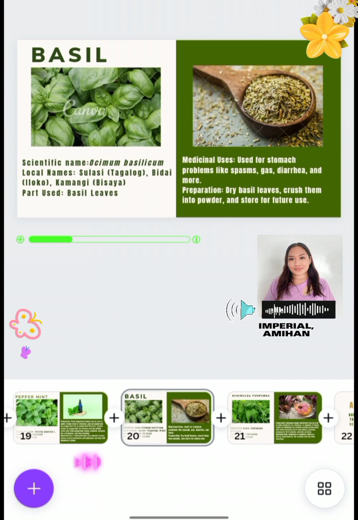The next one is basil. Its scientific name is Ocimum basilicum. The part used is the leaves.